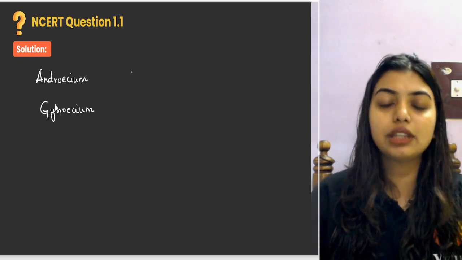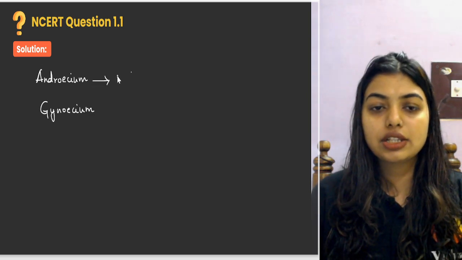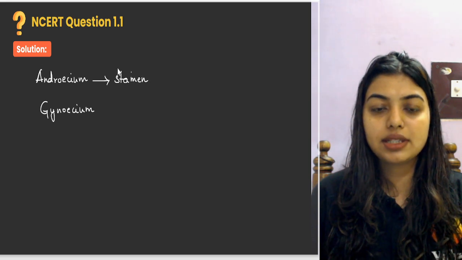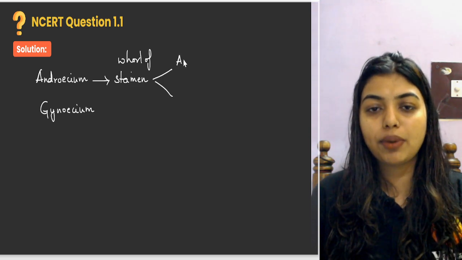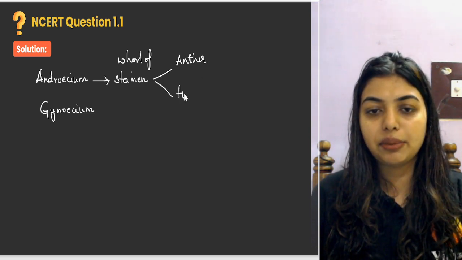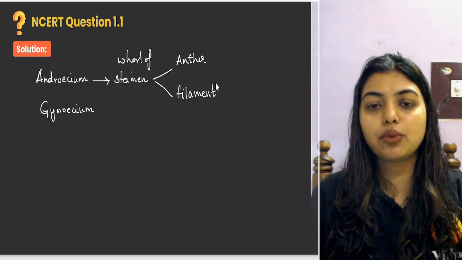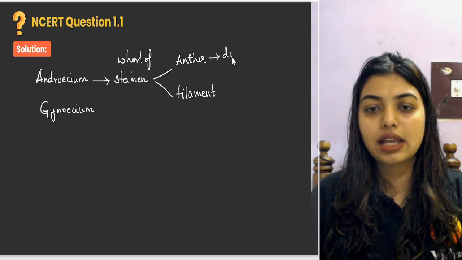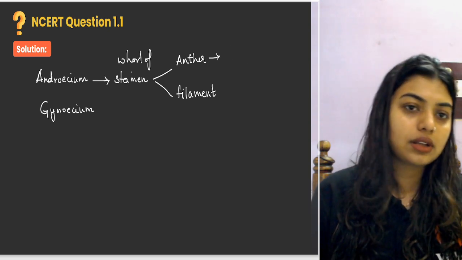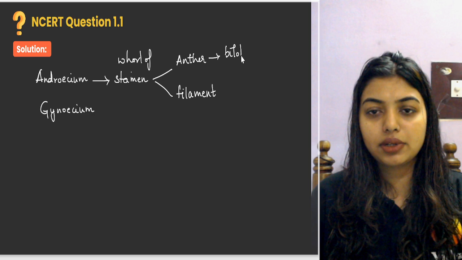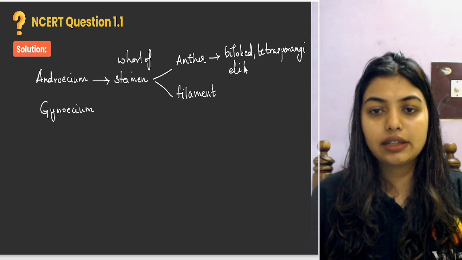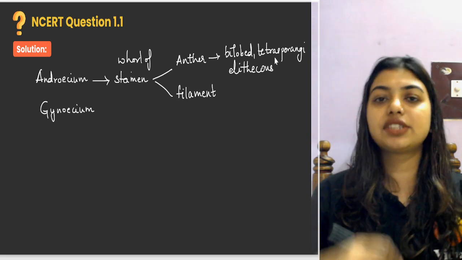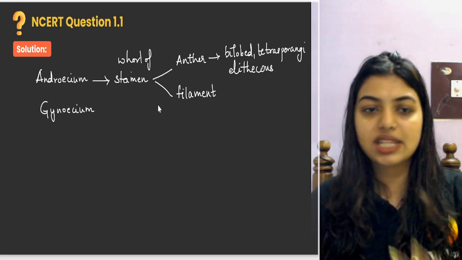But if it is a 2 mark or 3 mark question, you have to write that androecium consists of a whorl of stamens, and these stamens are made up of 2 parts called the anther and the filament. If the marks are more, you can write a little more about the anther: that the anther is bilobed, tetrasporangiate, dithecous, and gives rise to the pollen grain. The filament is a stalk that holds the anther. This is what you can write.